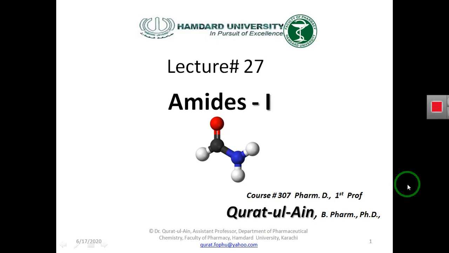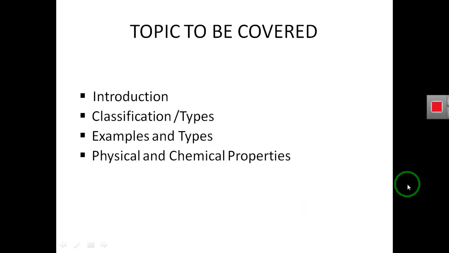Today we are going to start our lecture number 27, and this is about amides. In this lecture, we will be studying about amides part 1. And what is this amide part 1? In this amide part 1, we would be studying about the introduction of amides, classification and types of amides, examples of amides, and we would be also discussing about the physical and chemical properties of amides.